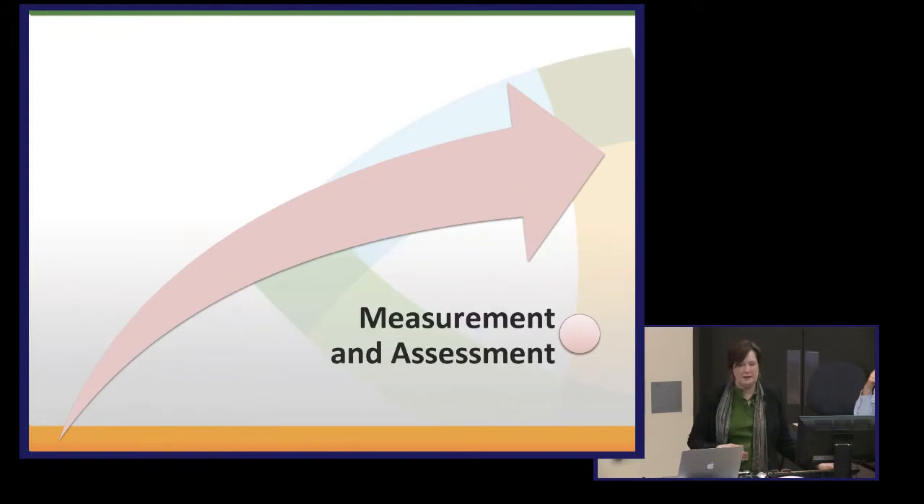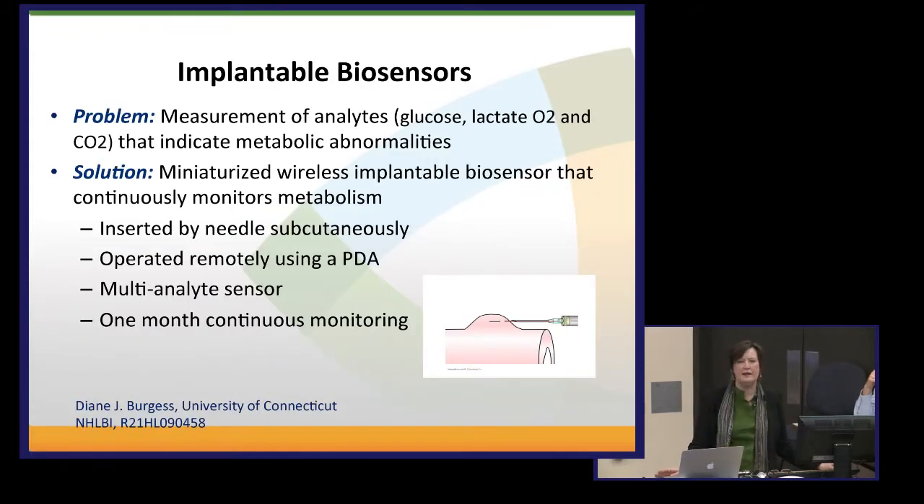So when we think about measurement and assessment, at NIH we fund things like implantable biosensors. These are very interesting, very fun. I can't even begin to think of how many are being developed now. In terms of research and clinical, this one is from Diane Burgess at University of Connecticut. It's a multi-analyte sensor. There are many of these being developed. But this teeny little thing goes under the skin and stays there for 30 days and measures all sorts of things. So if we want to know about metabolism in real time, here it is.